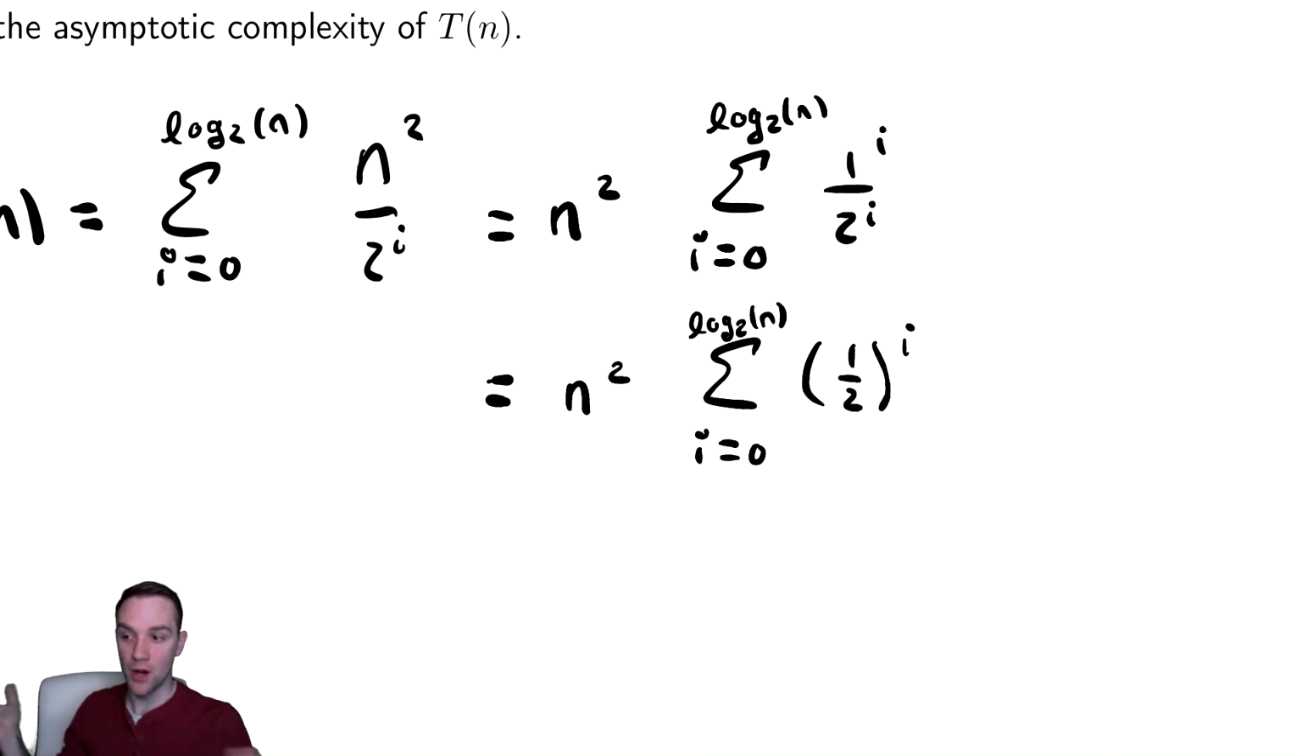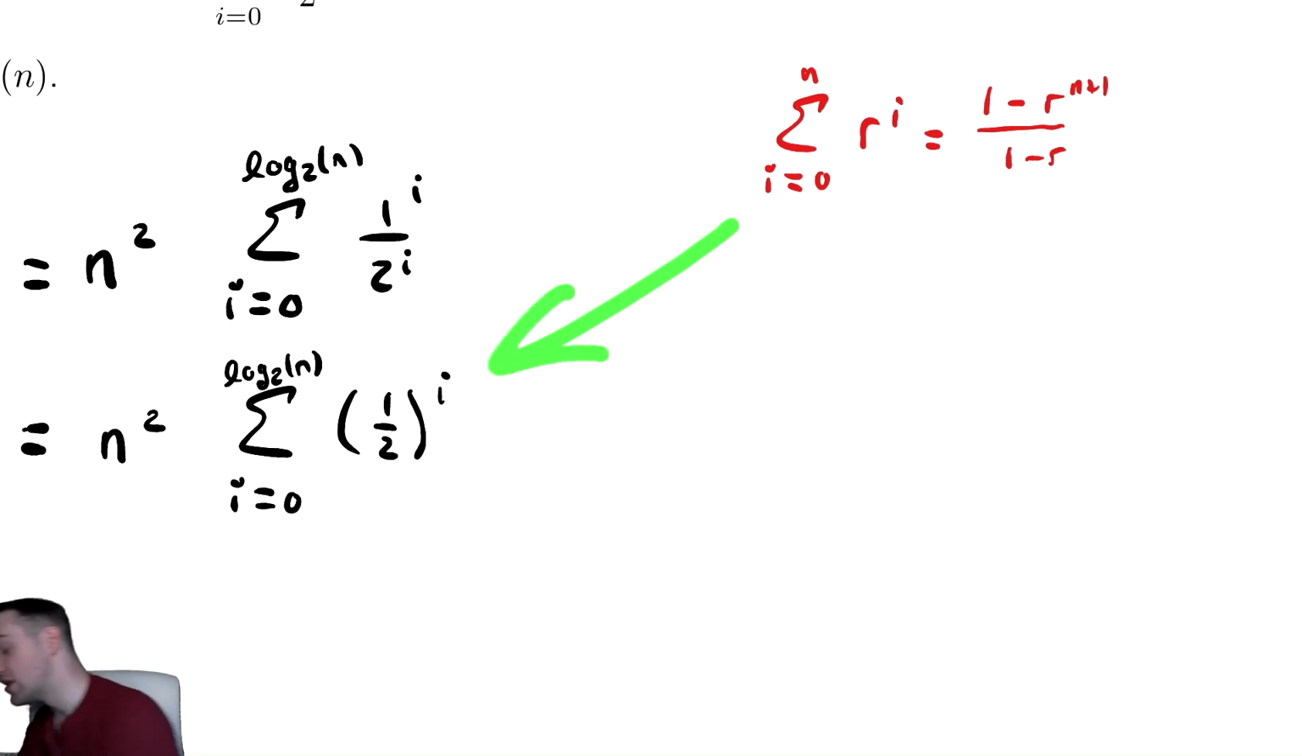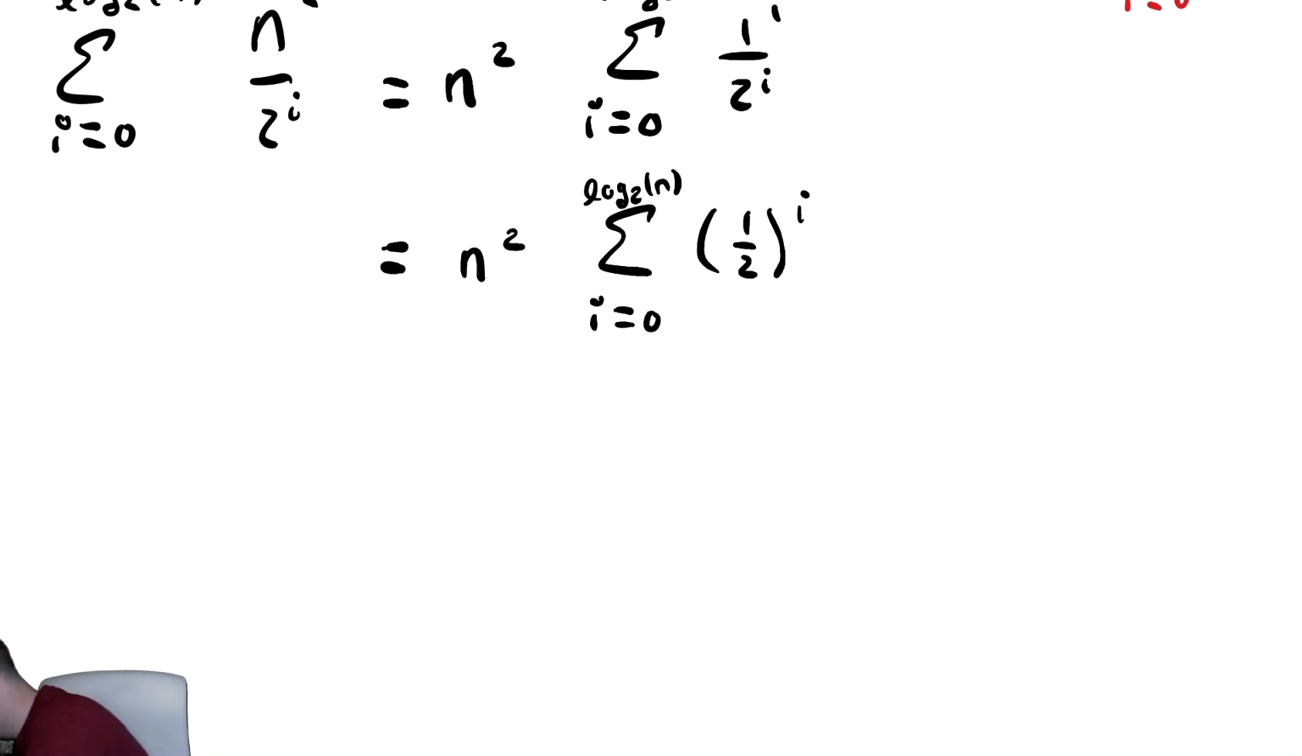And now we have munged it around in such a way we can now use our formula, which is a number to the i. So let's, off to the side, remind us what that formula was. We have the sum from i equals 0 to n of r to the i. It's equal to (1 minus r to the n plus 1) divided by (1 minus r). We have that exact format over here, with n being played by log base 2 of n and r being played by 1/2. So let's use this formula.